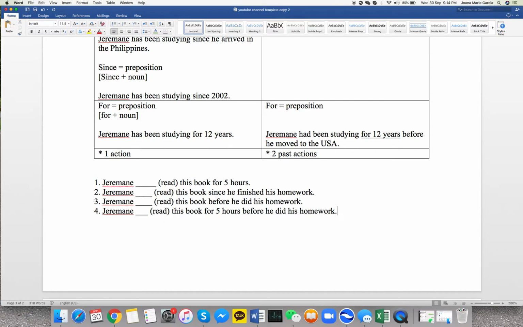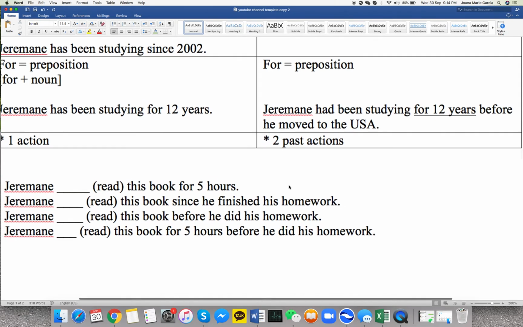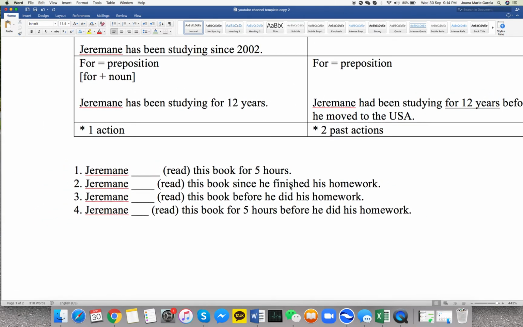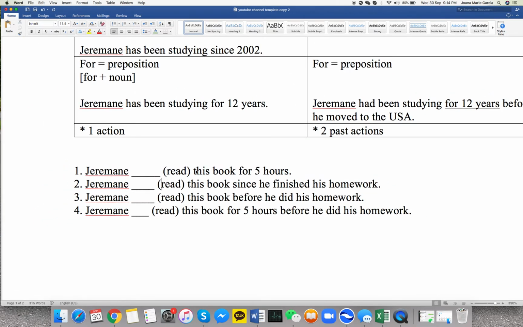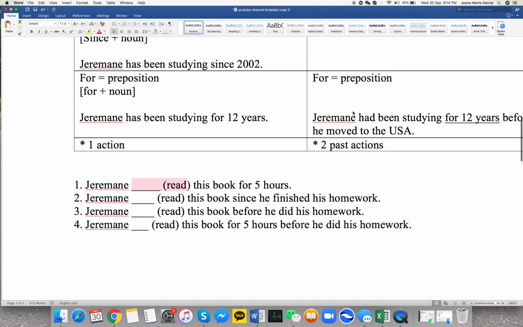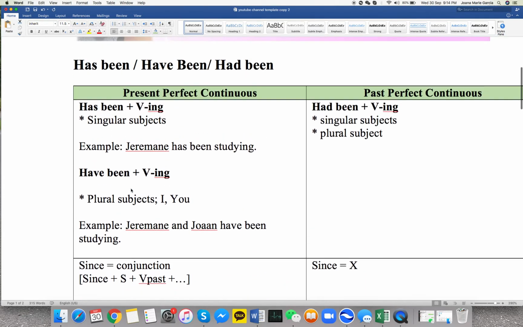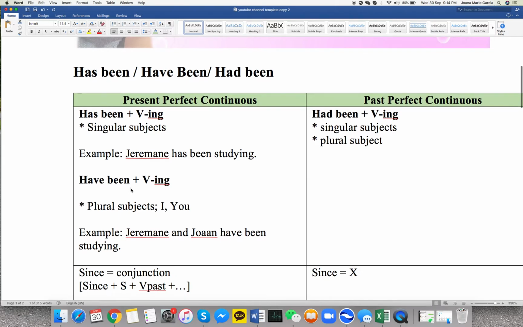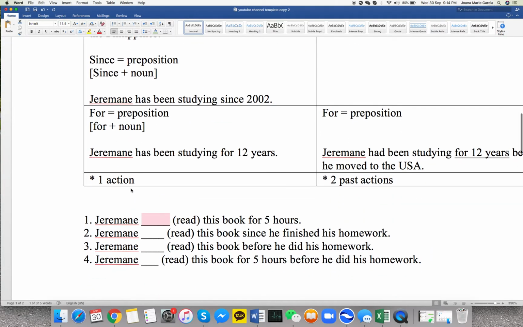So the first thing that we have to do is check if there is only one action or two. Let's have the first one. How many actions do we have? Only read. Therefore, it is present perfect continuous, not past perfect continuous. That's why we have to use these patterns. But what are we going to use? Has been or have been? How many is Jermaine? Jermaine is only one. So has been, and then the ing form, reading, should be used.